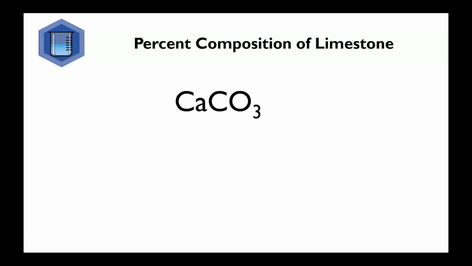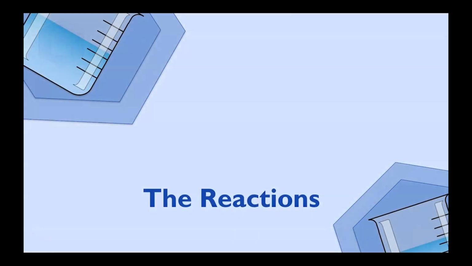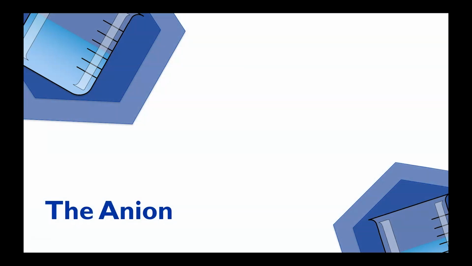To do this, we're going to first determine the amount of anion, or carbonate, in the sample by reacting the limestone with hydrochloric acid. Then we're going to react the remaining sample with another substance to determine the amount of calcium cation present. So how are we going to determine the percent composition of the anion and the cation? Well, we will isolate them, starting with the anion, carbonate.